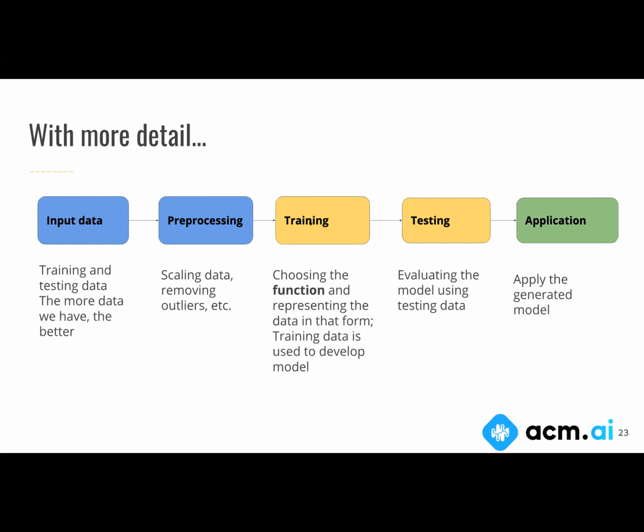So now we're getting into the part where we actually train our model. That's kind of the exciting part. Like I mentioned, we have to choose a function that can represent our data in that form. The training data is used to basically develop our model. So the machine learning model is going to iterate through our training data, usually multiple times, in order to learn an accurate formula.